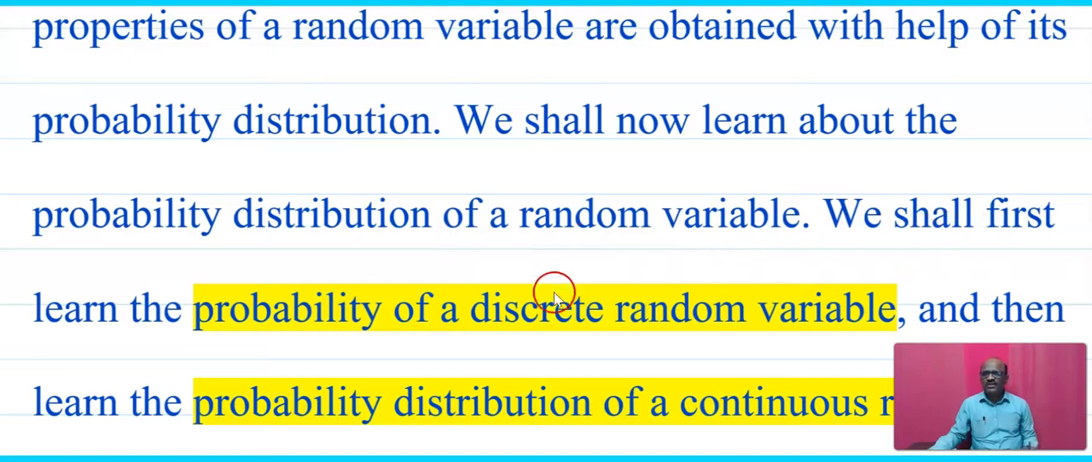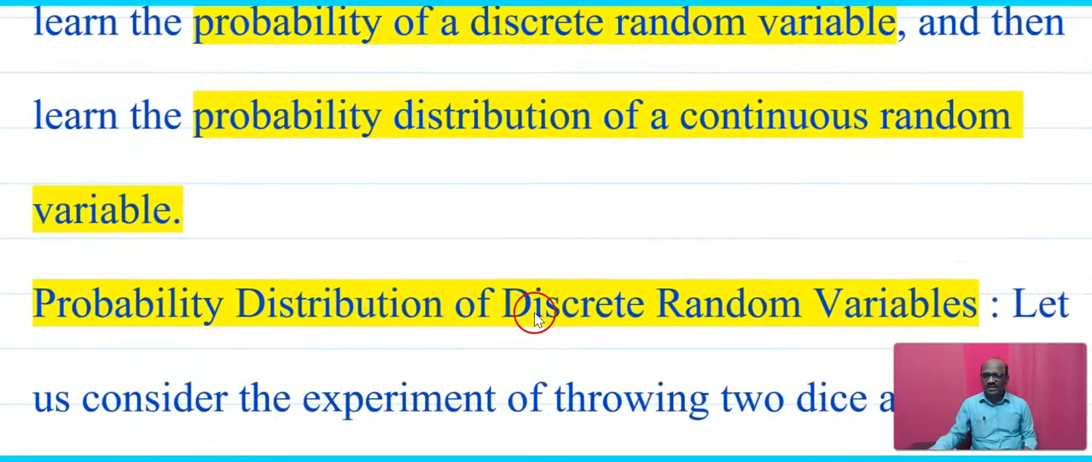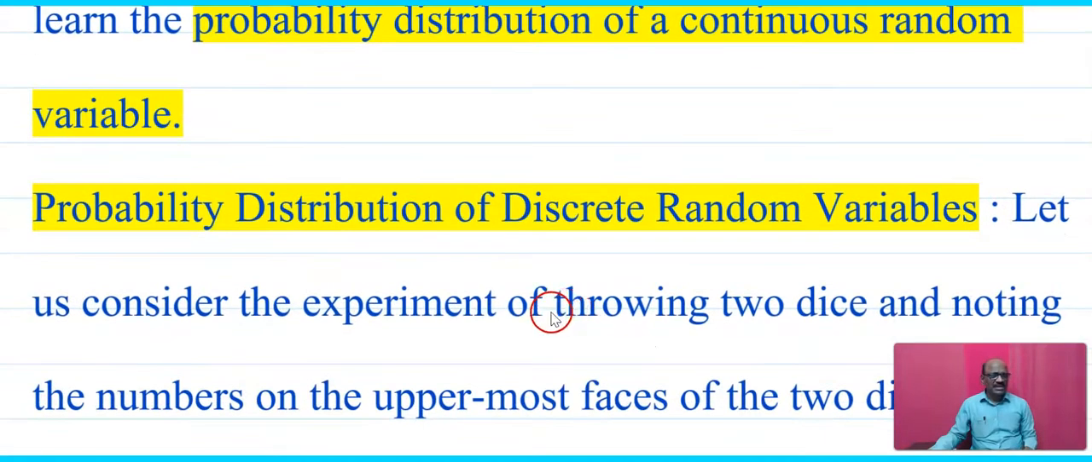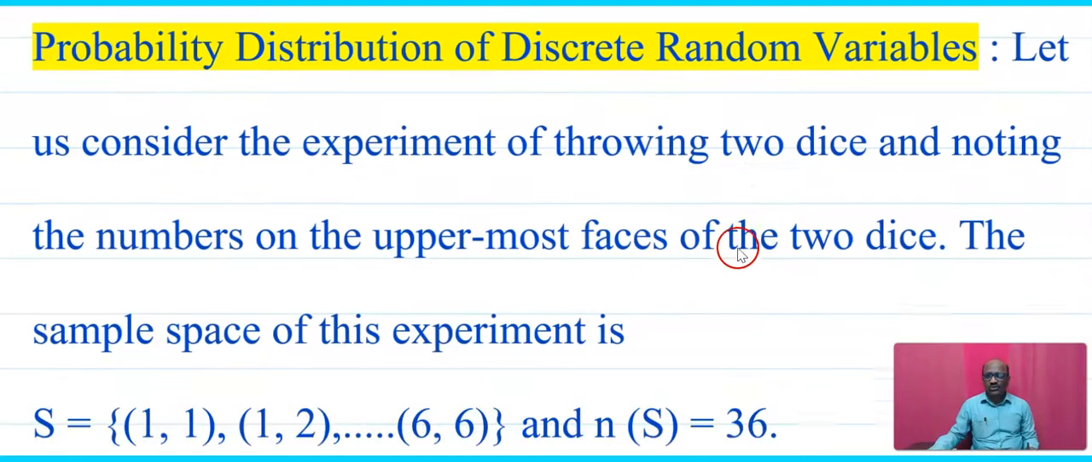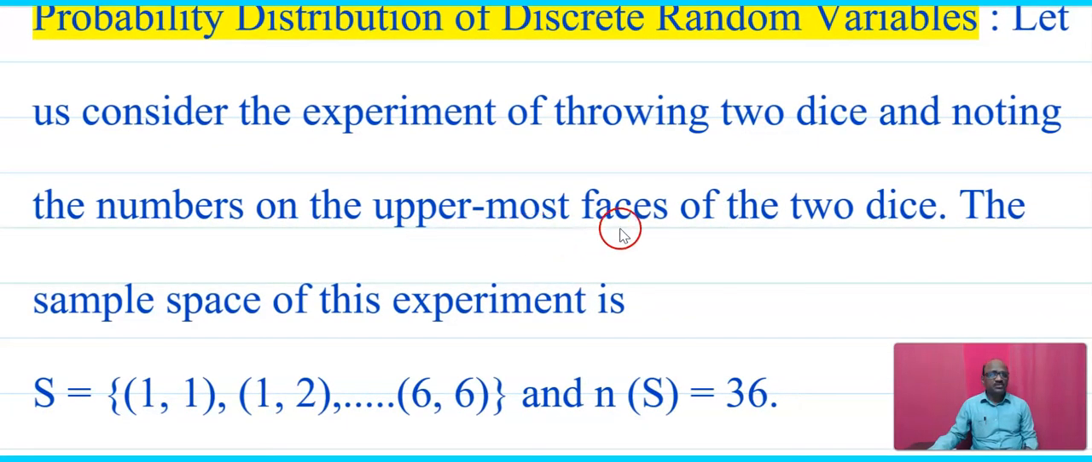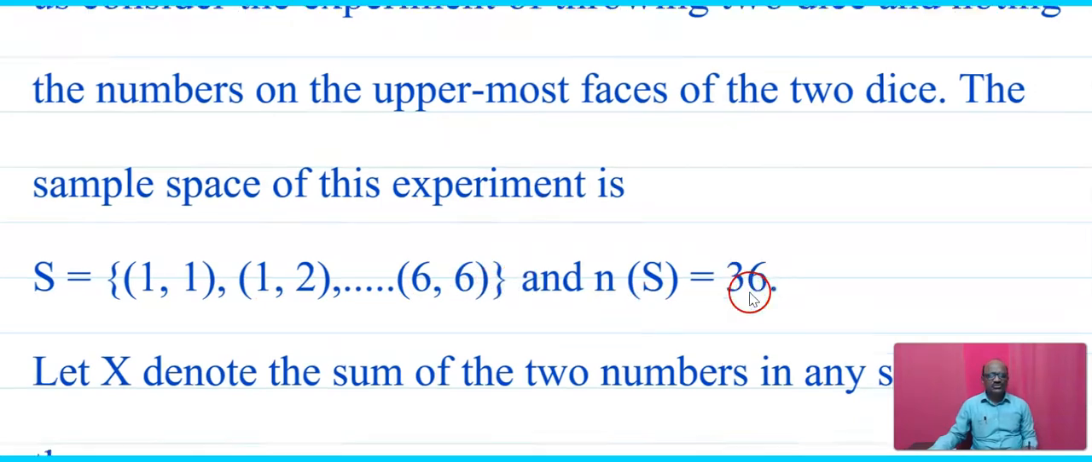We shall first learn the probability distribution of a discrete random variable and then learn the probability distribution of a continuous random variable. Probability distribution of a discrete random variable. Let us consider the experiment of throwing 2 dice and noting the number on the uppermost faces of the 2 dice. The sample space of this experiment is S = {11, 12, and in this way, the last is 66}, and n(S) is equal to 36.